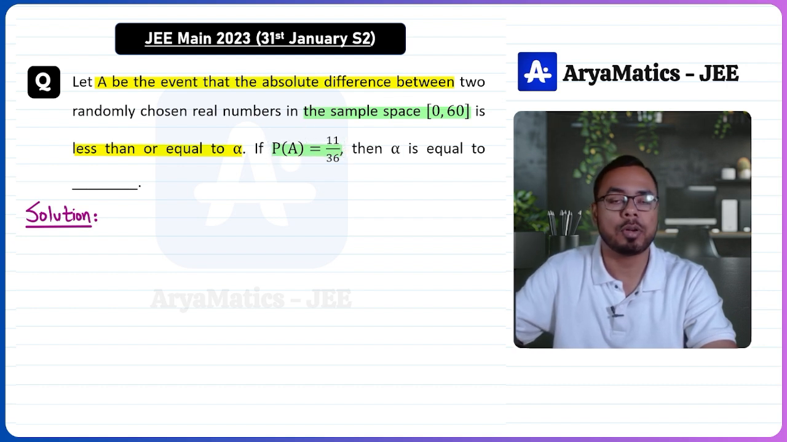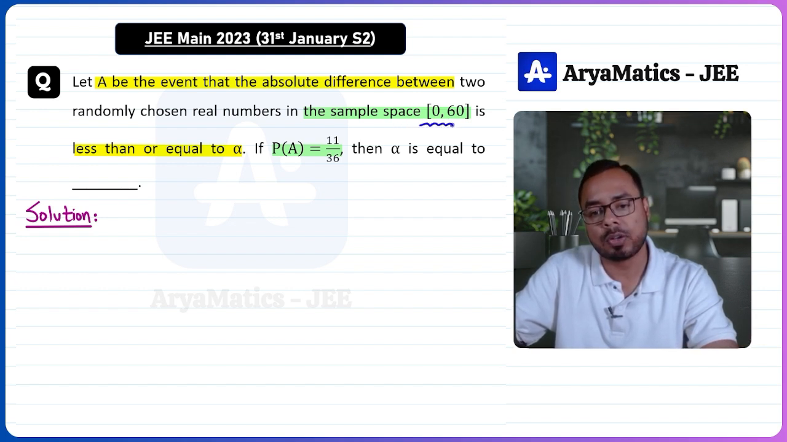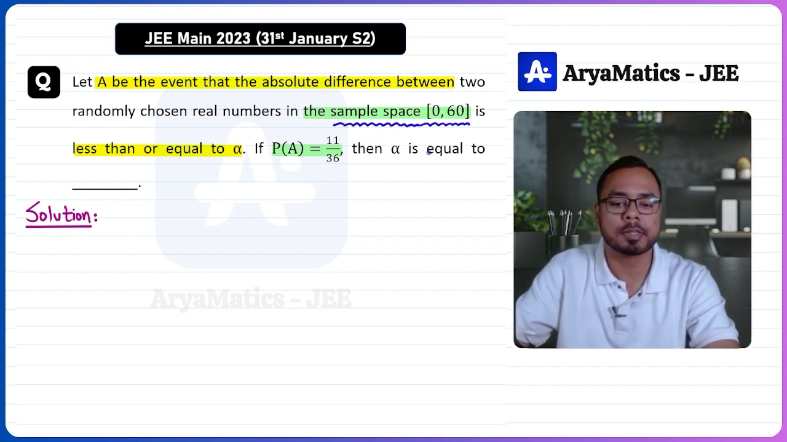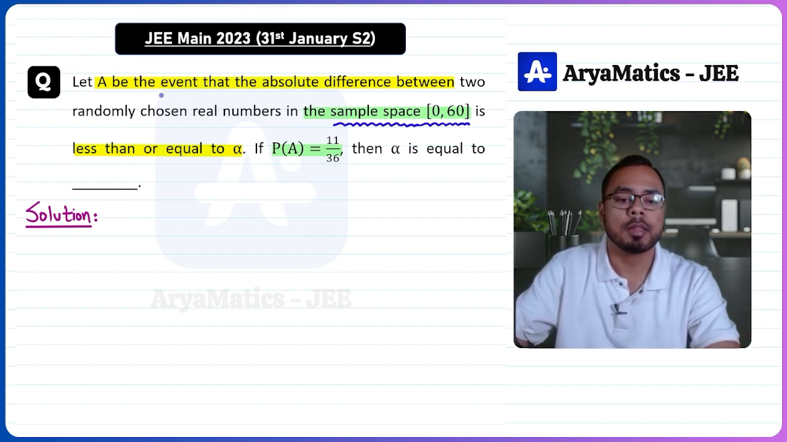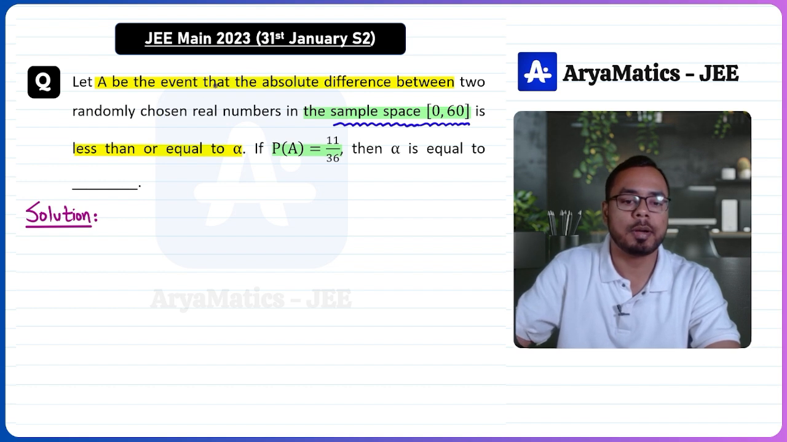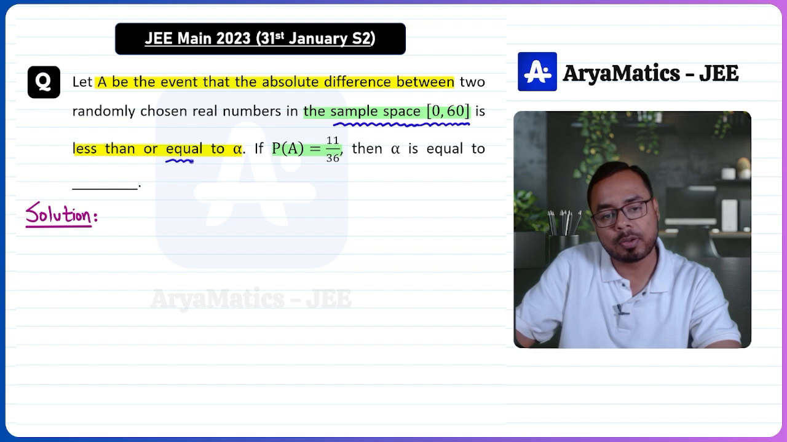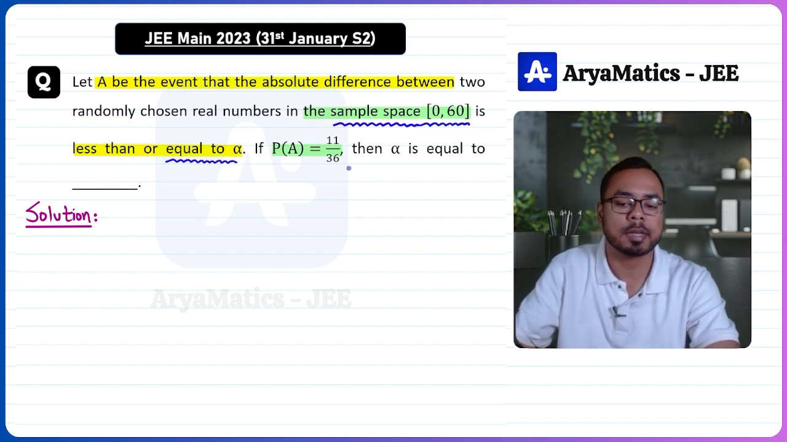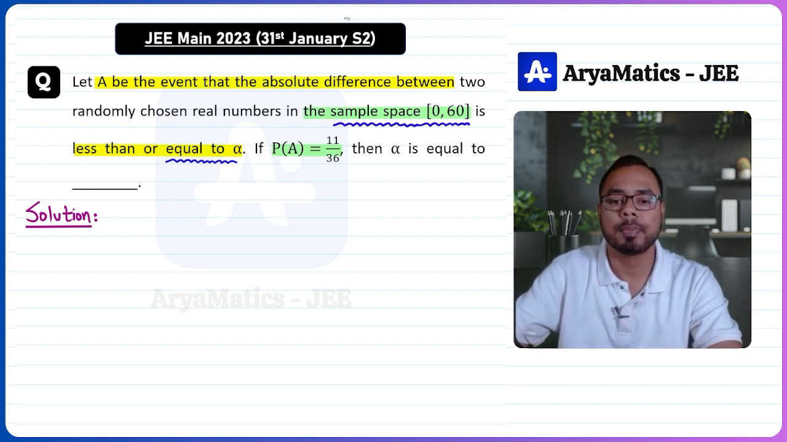Now this is a problem on 2D probability, right? Here if you see the sample space, we have to select two numbers in this set 0 to 60. And you can take any two numbers from 0 to 60. It is not necessary that those numbers should be integers, right? So we need to pick two numbers from 0 to 60, and the difference between those two numbers is less than or equal to alpha. The probability of this thing is given. Probability is 11 by 36. Then what is the value of alpha?